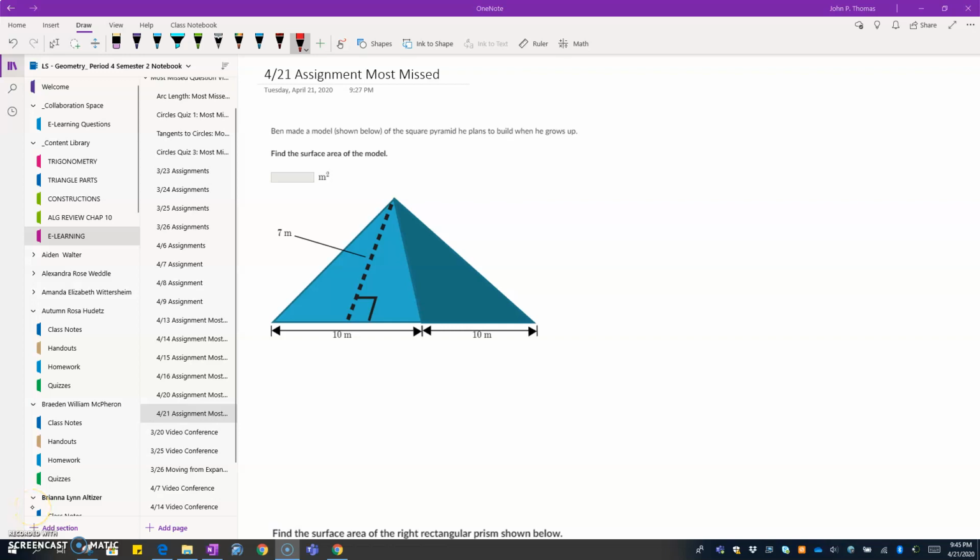Okay, so these were the most missed questions from the surface area section. So this first one, we have a pyramid. It has a square base as indicated by the 10 on each of those sides. So I'm going to go ahead and draw a net for this one.